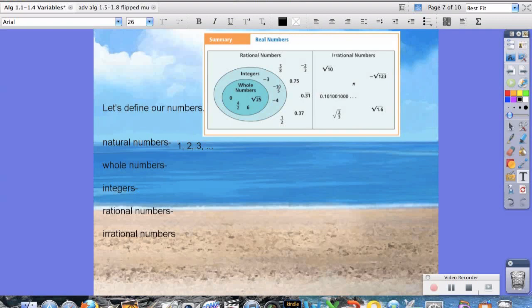Whole numbers are quite easy because they're just whole numbers. They include 0 and our natural numbers. So natural numbers plus 0.